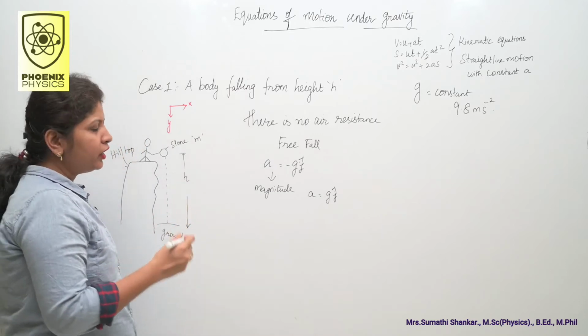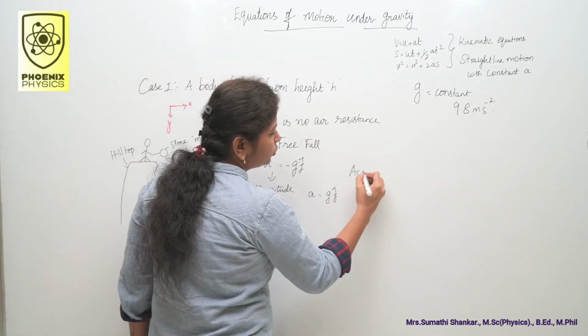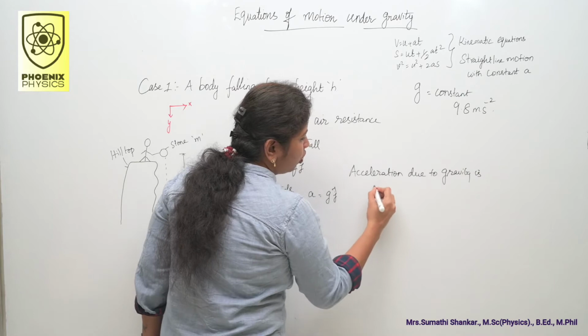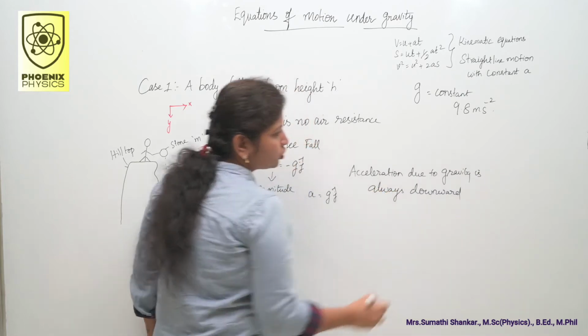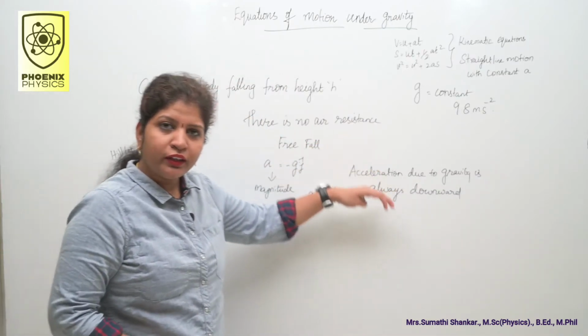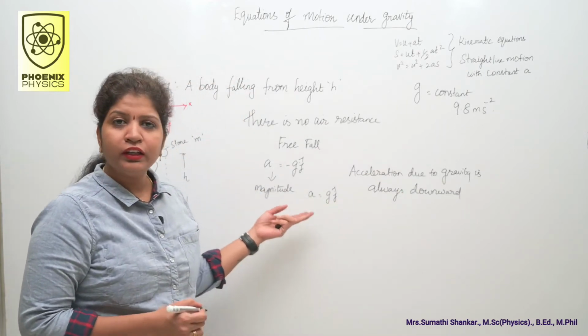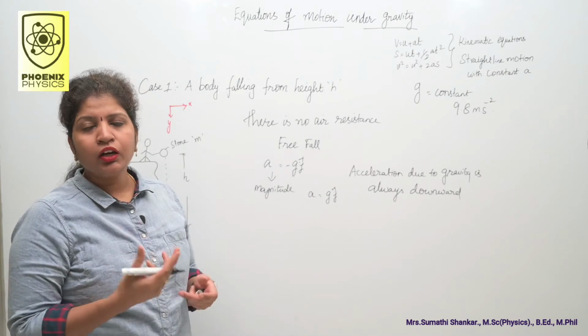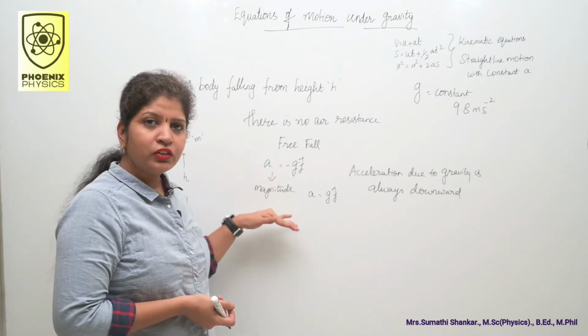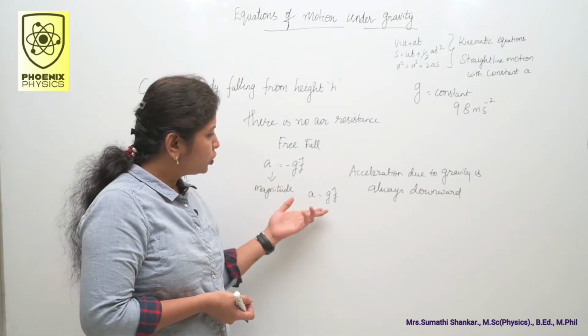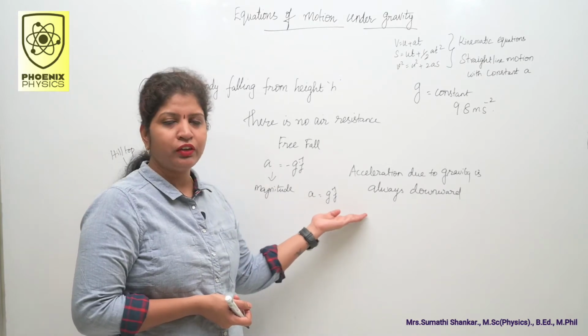Or we can say acceleration due to gravity is always downwards. So g acts only in the downward direction. So we are considering only the positive quantity, or you take it as we are considering only magnitude. So a is equal to g j vector.